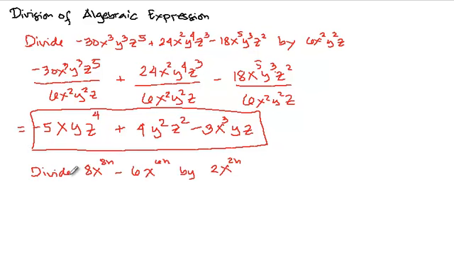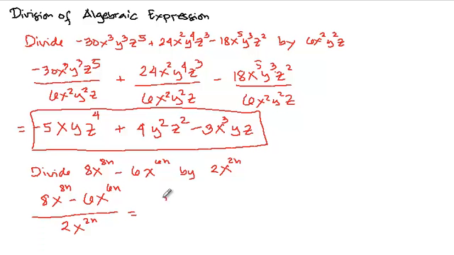Let's try another one. We are given this problem. Divide 8x to the 8n minus 6x to the 6n by 2x to the 2n. So more or less, we have this expression: 8x to the 8n minus 6x to the 6n over 2x to the 2n. Now we can simply divide it term by term.